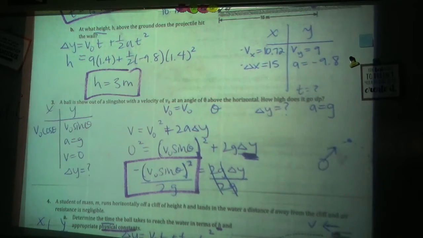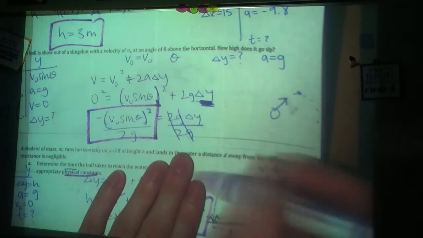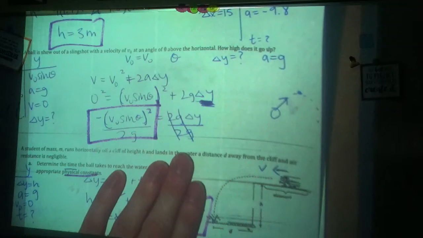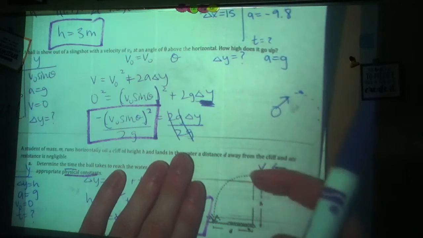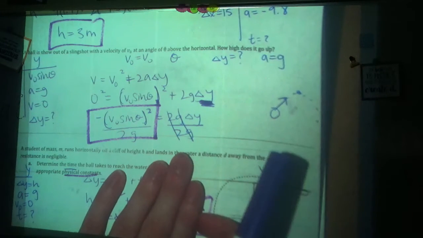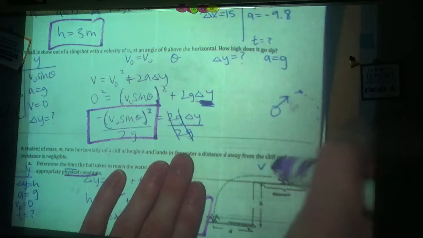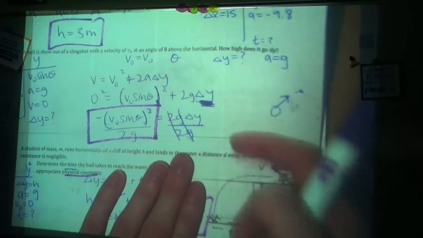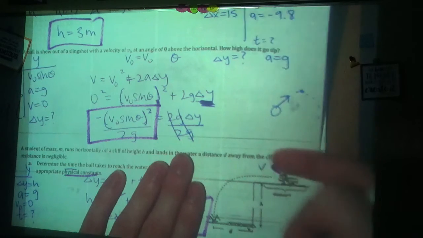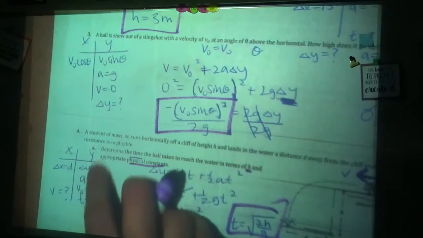Number 4, we have a student of mass m that runs horizontally off of the cliff of height h, and it lands in the water some distance d away. So this is a horizontal projectile. I have some initial velocity, I don't know it, v, that's in the x direction. I know the height, that is the displacement in the y direction, and I know d, that is the displacement in the x direction. Because this is running horizontally, that means my initial velocity in the y component is nothing, right? It's only going horizontally, so v naught would be 0 for the y.